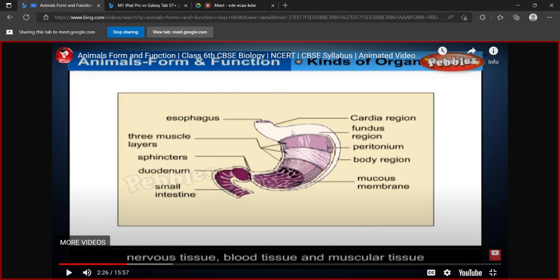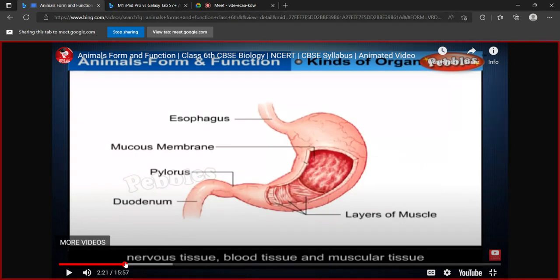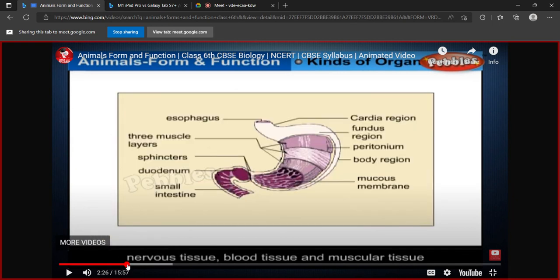Then this part that you can see slightly curved here is known as the fundus region. Actually it's not required for you to remember all this now, it's just for the sake of explanation. This is the cardiac region, this is the fundus region, and the rest of the part is known as the body region. There will be a mucous membrane.